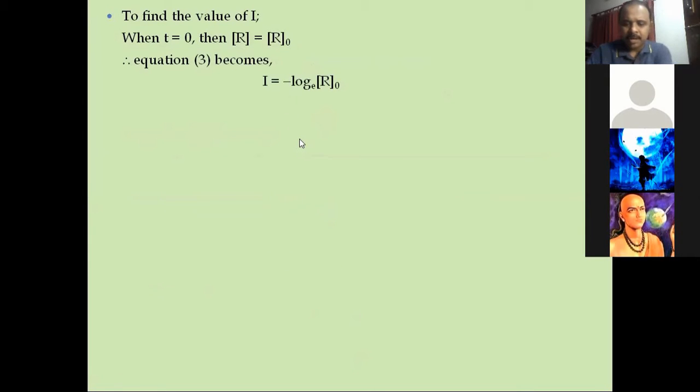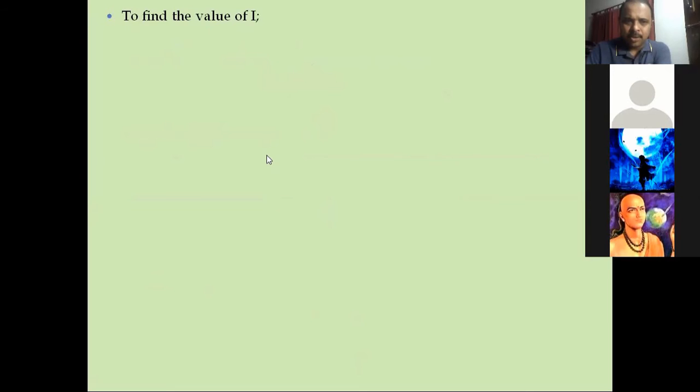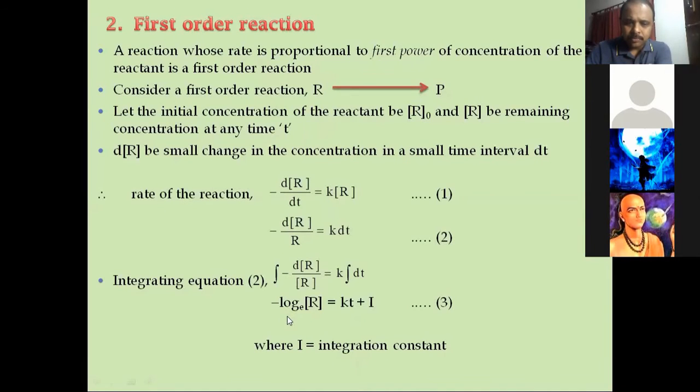Are you writing? Should I go a little slow? Okay. This is the equation 3. Minus log R to base e is equal to kt plus I.